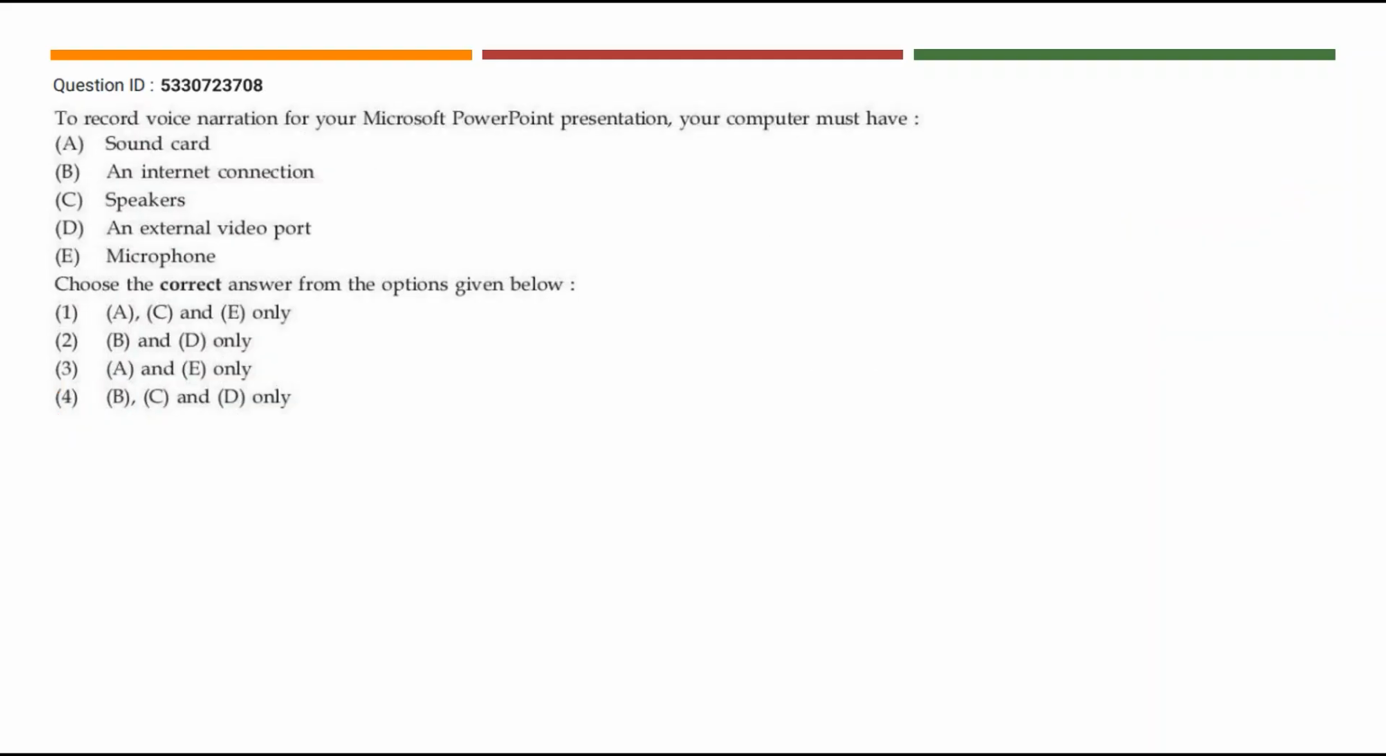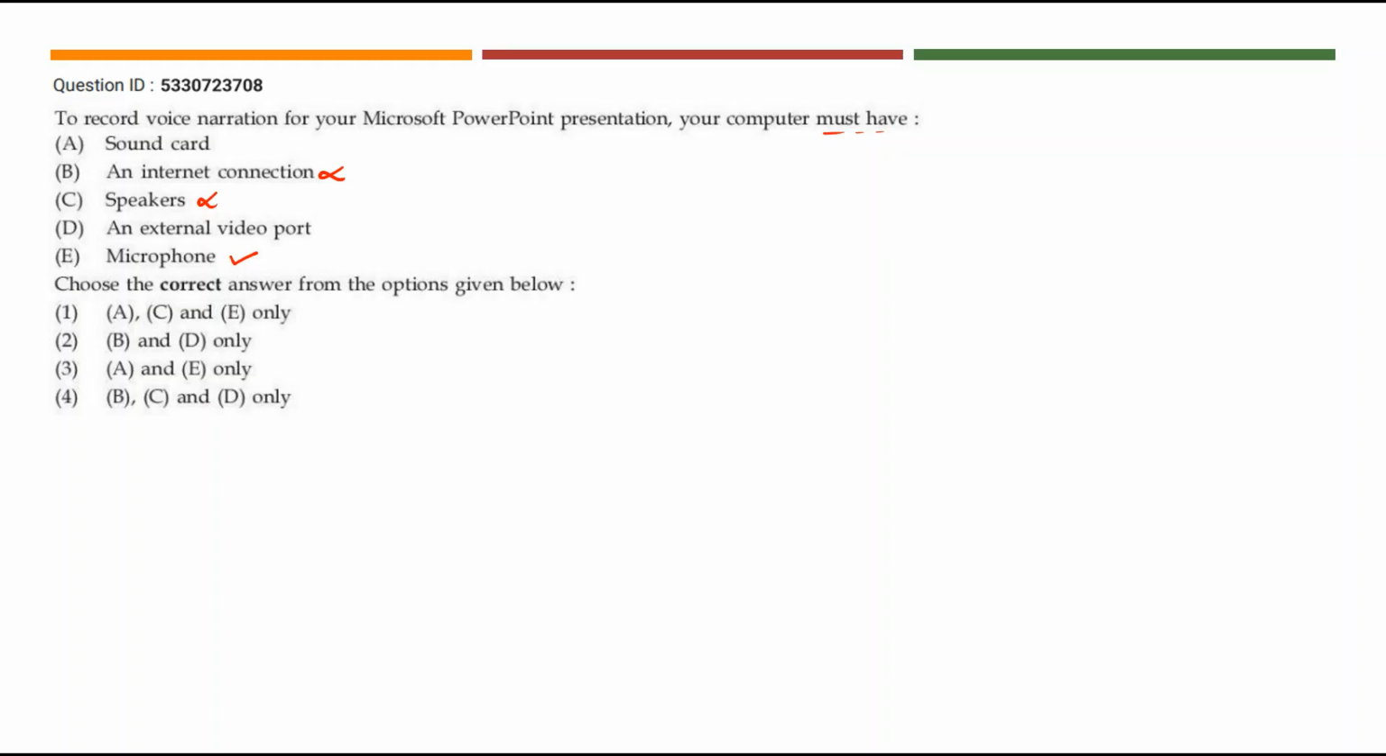Next question. To record voice narration for your Microsoft PowerPoint presentation, your computer must have. Microsoft PowerPoint software does not need internet connection, we can say. How do you record something? So definitely microphone is included in the answer. Generally, when you have Microsoft Office installed in your system, you need not have internet connection for this purpose. So internet connection is not mandatory here. They are asking about must have. What about speakers? You are going to record something. Speaker is going to just give output in the form of voice only or audio. So speaker is also not a part of the answer.